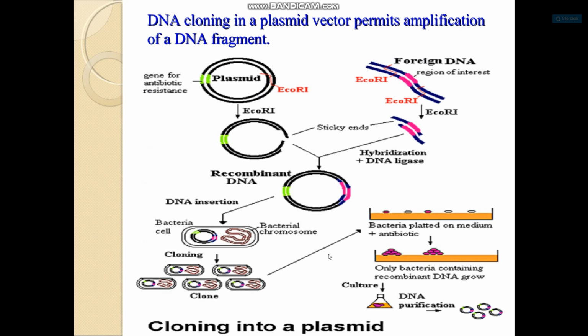So DNA cloning: a plasmid vector permits amplification of a DNA fragment, a gene inserted for antibiotic resistance, and this is the foreign DNA region of interest. Basically that plasmid has a sticky end, and the foreign DNA and that plasmid hybridize with the help of a DNA ligase, they make a recombinant DNA, and that DNA is inserted into the host cell. After that the cloning process is started.